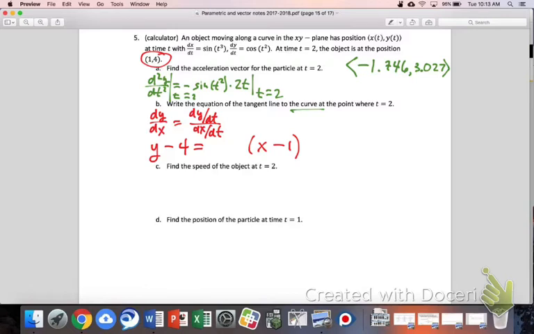Well, if you want to, that's fine. So it would be dy/dt at t equals 2, which would be 3.027 divided by negative 1.746. Whatever that number works out to be would be the slope of your tangent line. And I think we got it, right? It's in point-slope form. It didn't specify which form.